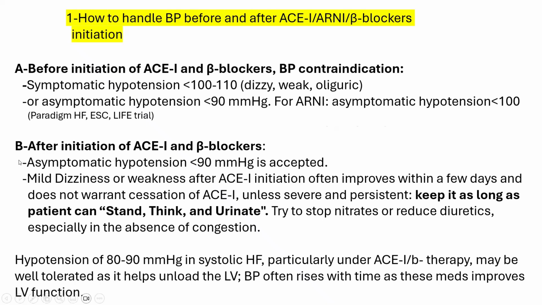which showed a hazard concern with ARNI in advanced heart failure with a baseline SBP of around 100 to 110. Now, number two, after initiation of ACE inhibitor and beta blocker, asymptomatic hypotension less than 90 millimeter of mercury is actually accepted, unlike asymptomatic hypotension before drug initiation, which contraindicates those medications. Asymptomatic hypotension under therapy does not dictate a drug interruption.